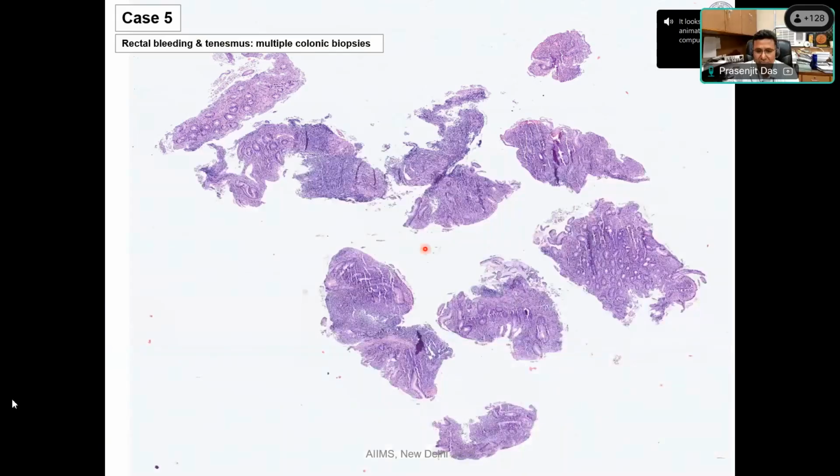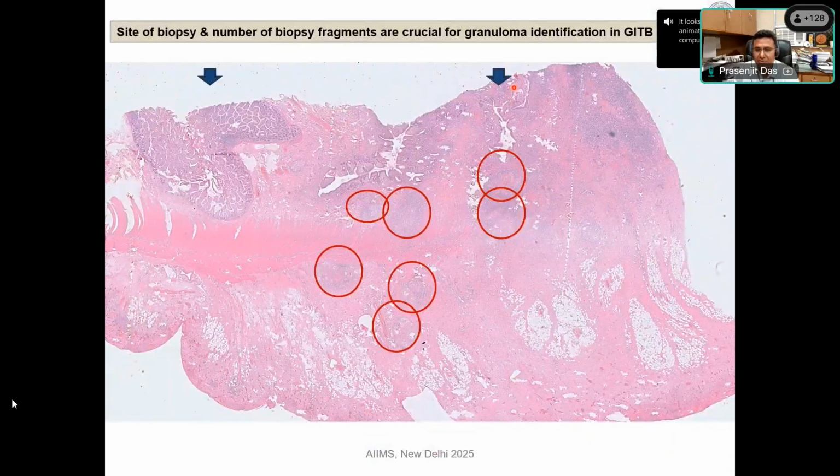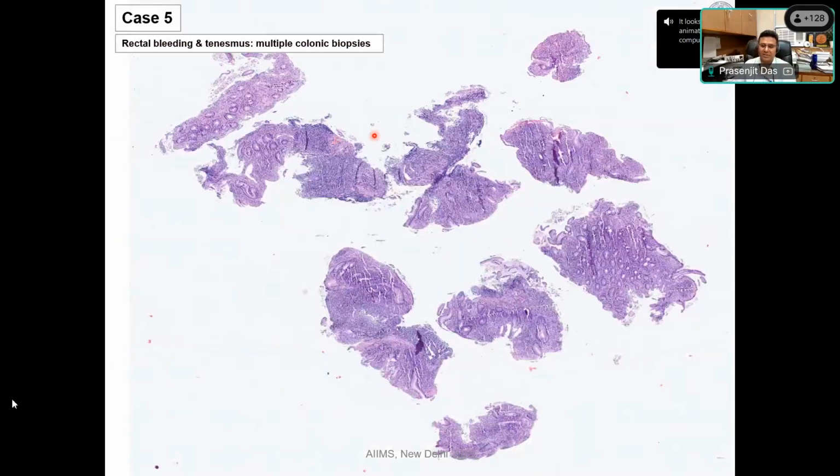If you look at the literature, I will show you. If the biopsy is not taken from the areas of erythema and ulceration, the endoscopic areas, you will possibly not identify the granulomas in those areas. So non-identification of the granulomas doesn't rule out tuberculosis unless any other specific finding of Crohn's disease is there. Is that clear? So we'll go into case 5.